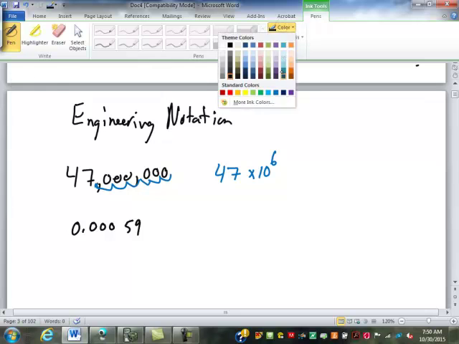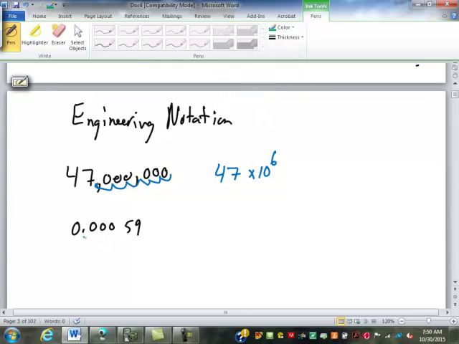How about this one? Can I move my decimal point 3 spots? You bet. 1, 2, 3. Can I move it 3 more? First instinct to say no. Guess what? You have to. Why do we have to?